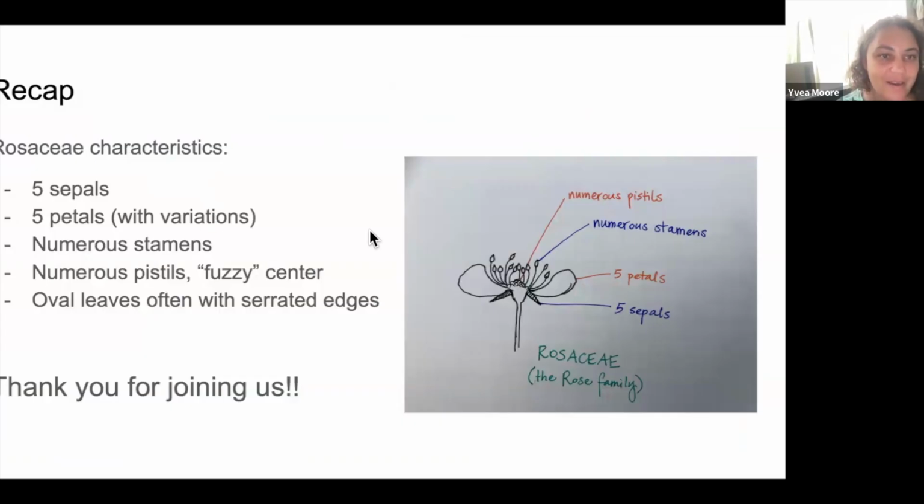Thank you all for bearing with me. Just a quick little recap. We have our characteristics where we have our usually 5 sepals, although sometimes they're a bit harder to see. We've got our 5 petals, usually, unless it's been altered. We've got our usually numerous stamens, although now apparently we've got some we have to double check. We've got oftentimes numerous pistils in a mound, not always. The combined effect will lead to what looks like a fuzzy center, and will often have leaves with serrated edges. And sometimes, depending on which fruit we can expect to see, we'll have a hypanthium.